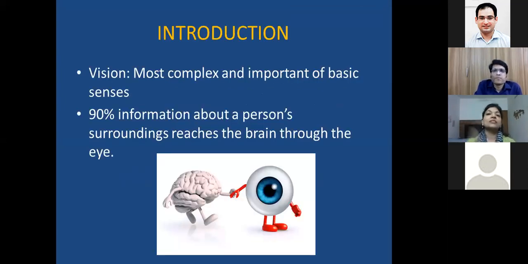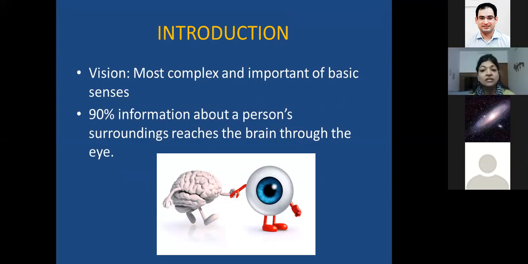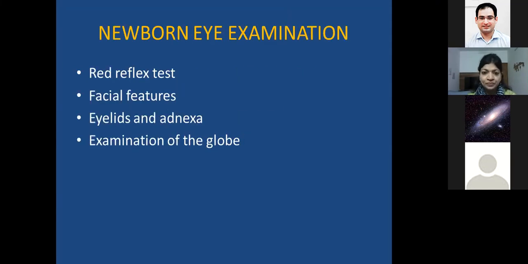Now, vision is the most complex and important of basic senses because 90% of information about a person's surroundings reaches the brain through the eye. And that's why it's very important that we diagnose any vision threatening problems that can occur in a neonate, because that's going to seriously impact the quality of life of the baby in future.